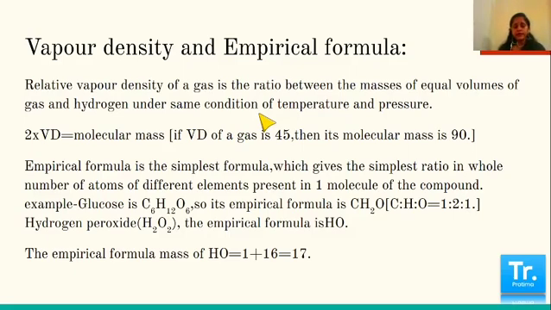And there is one relation which you all should remember, that is 2 into vapor density is equal to molecular mass. For example, if the vapor density of a gas is 45, then its molecular mass is 90. If the molecular mass is 90, then the vapor density is 45. So it's a relation of multiplying and dividing by 2, that is standard. I don't need to explain that to you. But yes, this relation you should remember because this is going to be needed when we solve the questions on molecular formula.